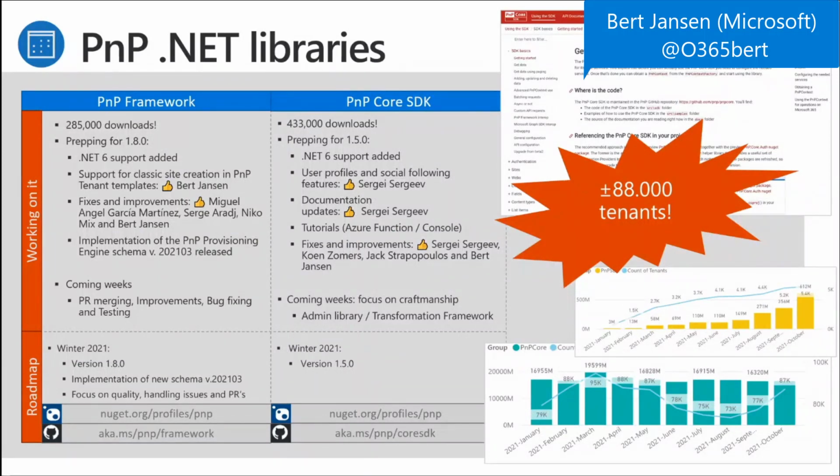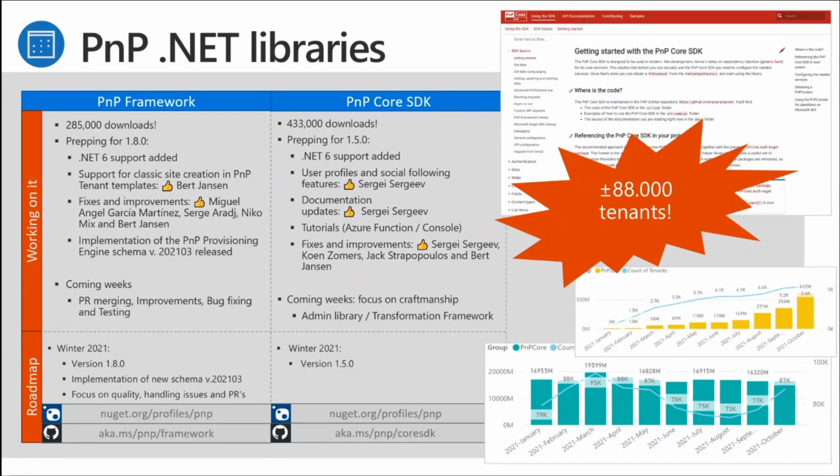For PnP Framework, we started working on the new provisioning schema, the 2021-03 schema. We added, for example, support to use all kinds of site collection templates in a PnP tenant template. For the folks that are not really aware of that, you can build a PnP tenant template and apply it to a tenant, and it will create a site collection and apply a template, which is great, but it didn't support all templates, which we have now backfilled.